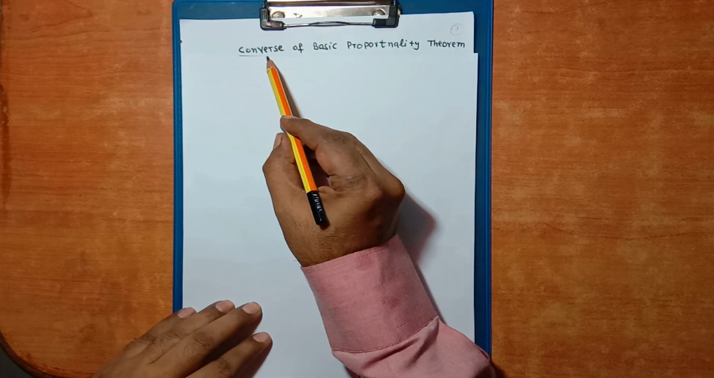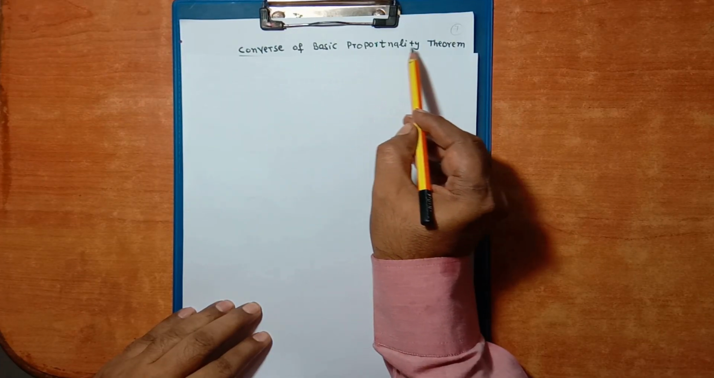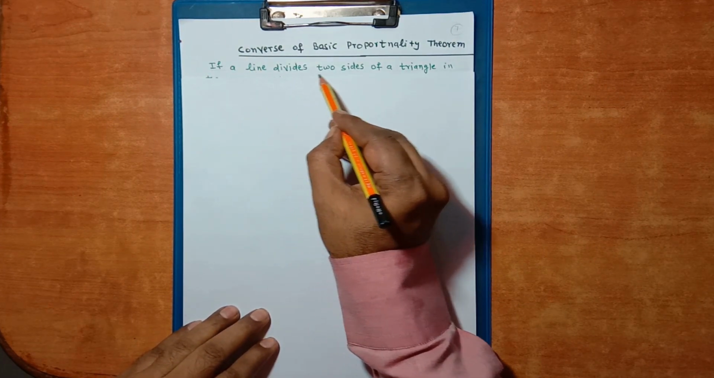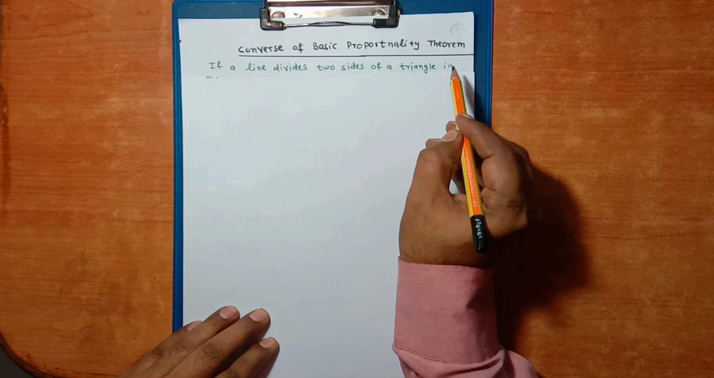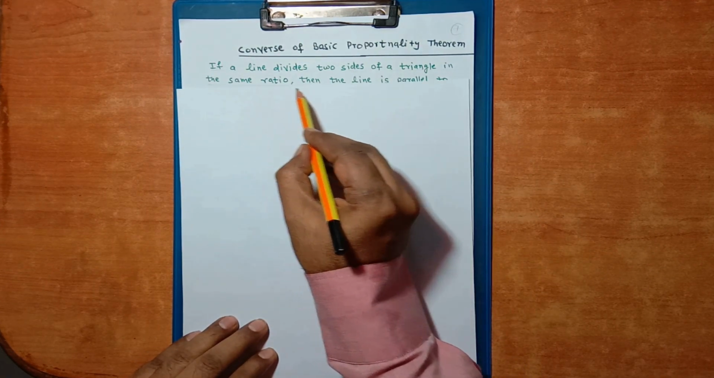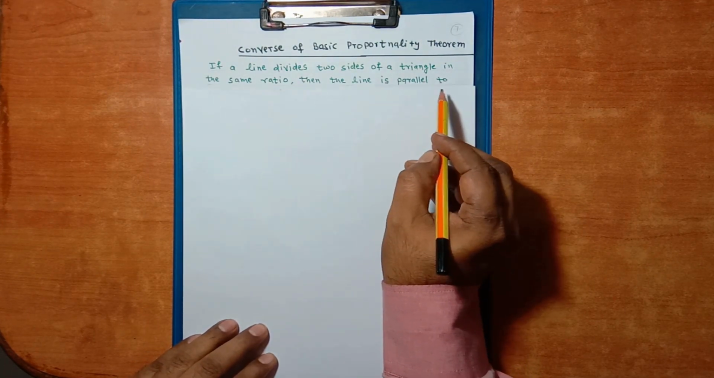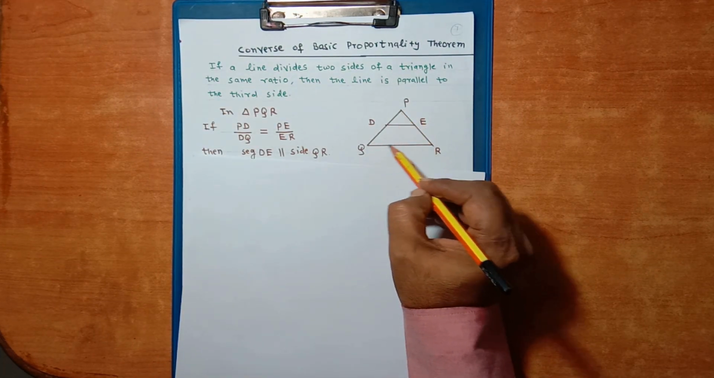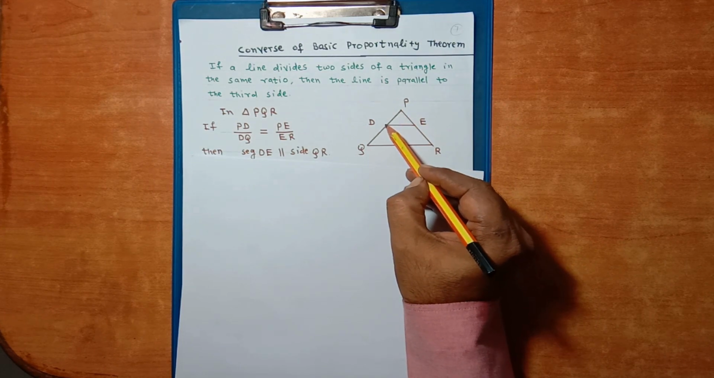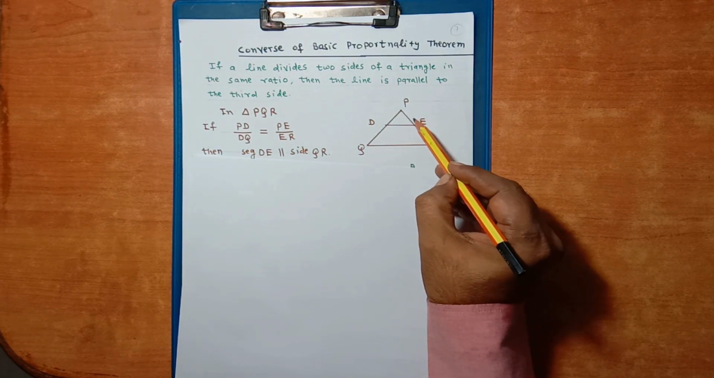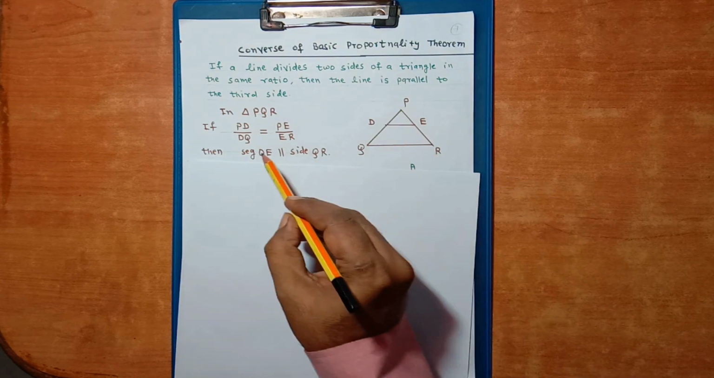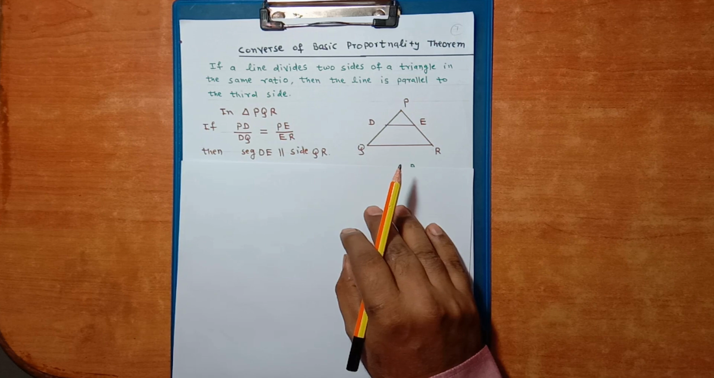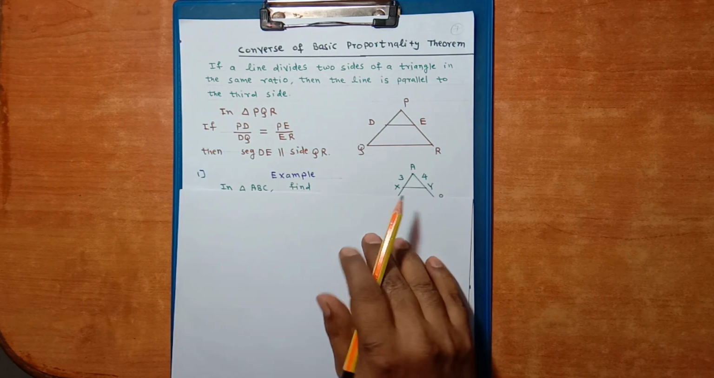Let us study the converse of basic proportionality theorem. If a line divides two sides of a triangle in the same ratio, then the line is parallel to the third side. Now, in triangle PQR, PD upon DQ is equal to PE upon ER. Then segment DE is parallel to side QR. Let us solve one example based on it.